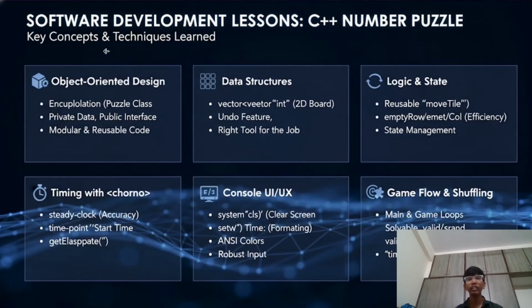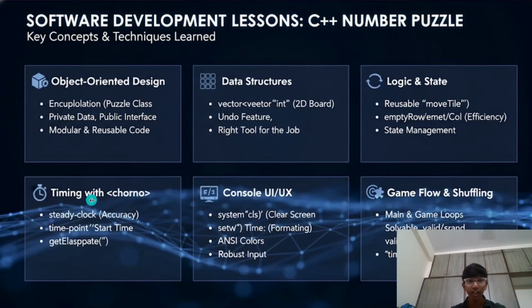Now these are the important software development lessons that I learned from my project. First, I learned how to use object-oriented design, like how to use the puzzle classes, how to organize them, and how to use private data and public interface. Next, I learned about the different types of data structures, like 2D boards and the undo feature, and what to use each for. Like we have used a stack container for the undo feature. I also understand the logic and state, like how we are defining the game logic.